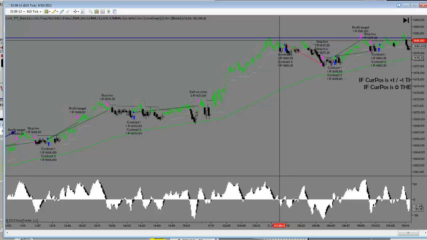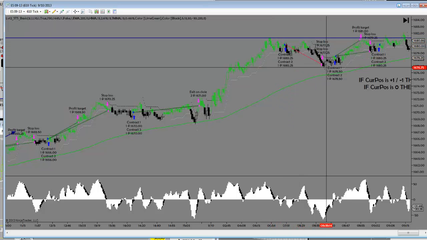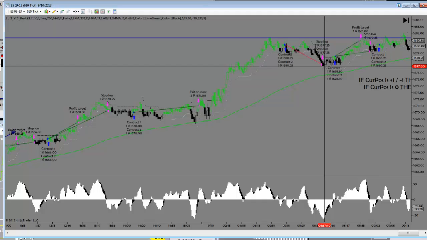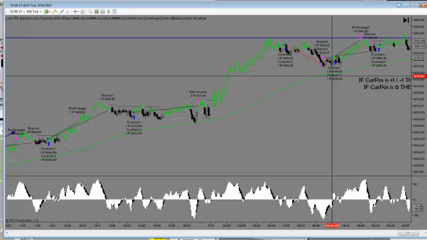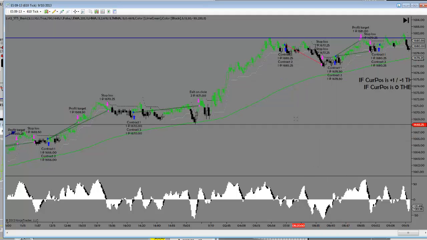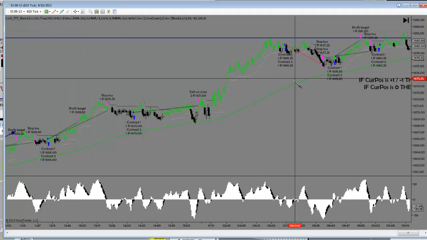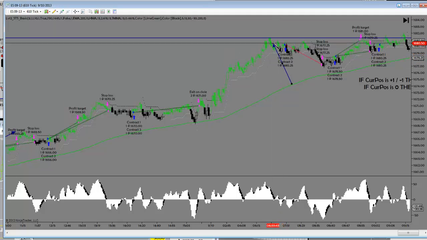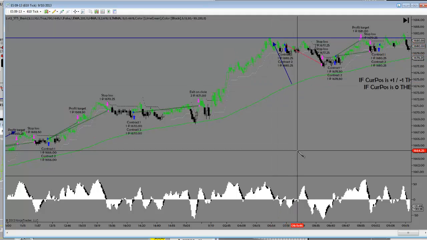We got the color rotation right here, and now we see our first loss in this directional move. Now, what do you recognize about that loss? Number one, I want you to recognize here the distance that price is away from our master mo.